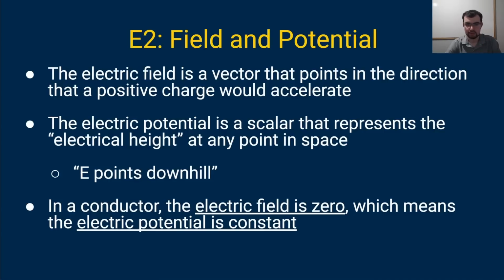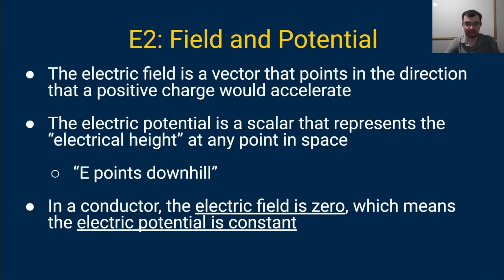Field and potential. People mix these up a lot. Electric field is the way that a positive charge would like to go, meaning positives are sources, negatives are sinks. The electric potential is a scalar that represents height. They're not the same. One is a vector that's about force, one is a scalar that's about height, but they are related.